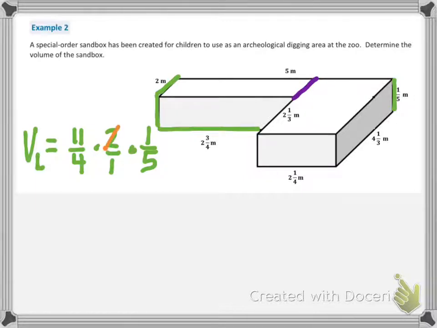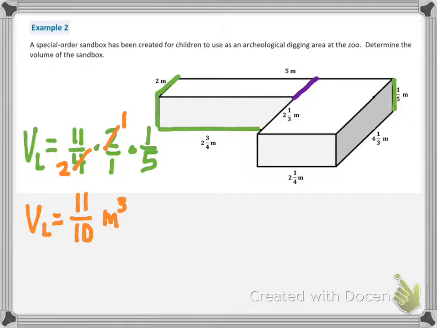Let's see, 2 goes into 2 once, 2 goes into 4 2 times. And that's it. So we just multiply now. The volume of the left side is going to be 11 times 1 times 1. That's 11 for our numerator. And then 2 times 1 times 5, that's 10. So 11 tenths meters cubed. That's the volume of the left rectangular prism.